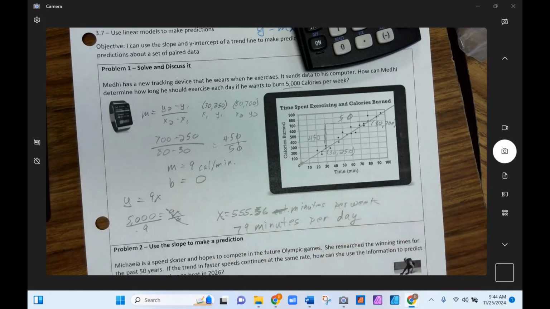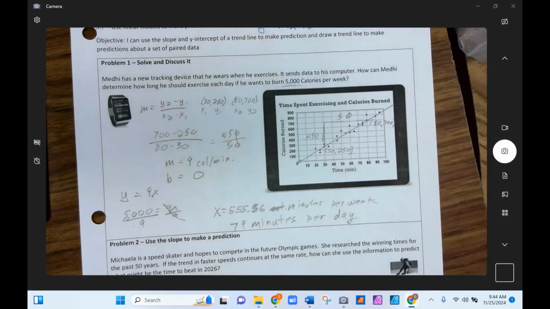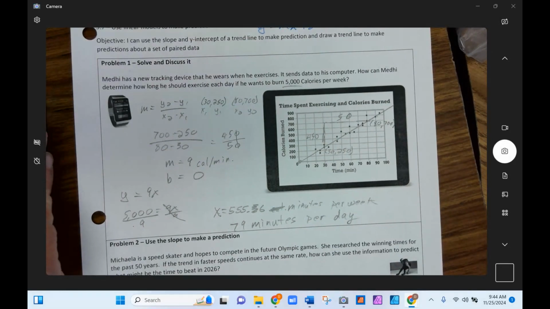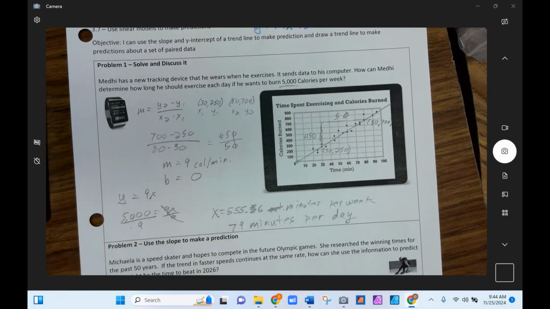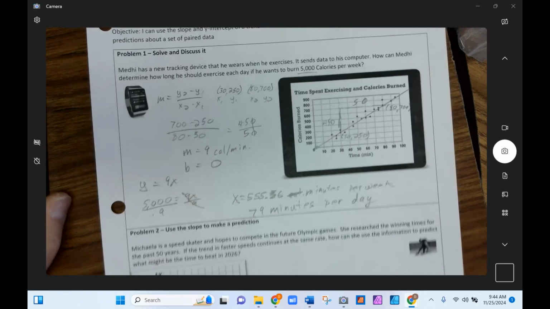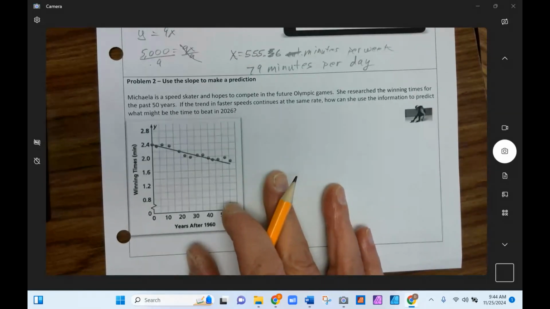But I mean, that's a lot of calories, right? Okay. Yep, there you go. Because that's per week, and then that breaks it down to per day. Okay, use the slope to make your predictions.